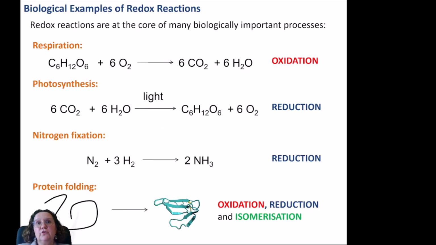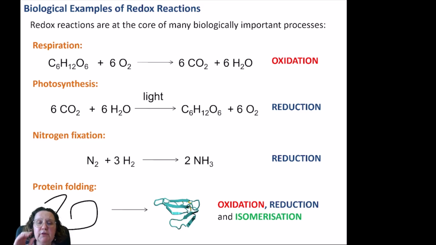Lots of examples of redox reactions in biological processes and key processes. The process of respiration, burning glucose with oxygen to produce CO2 and water and energy. That's an example of an oxidation reaction. Photosynthesis, you take CO2 and mix it with water. Plants take CO2 and water and light and produce glucose and dioxygen. That's a reduction. The example of nitrogen fixing bacteria, they take nitrogen from the air, they take hydrogen or hydrogen ions from the water, and they produce ammonia.